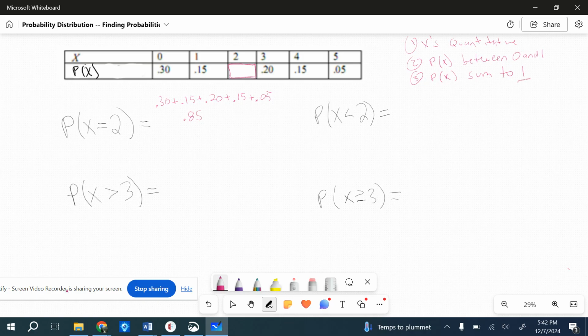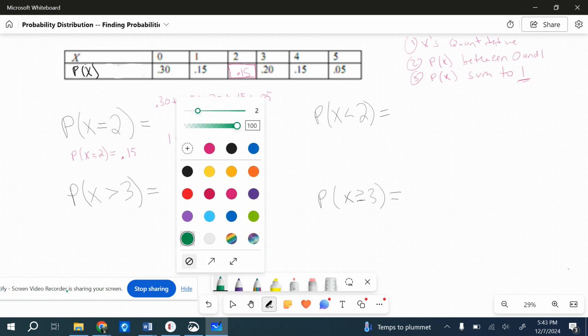Okay, but if they have to sum to 1, they have to add up to 1. So I could do 1 minus 0.85 to get 0.15. So that's what goes in that missing hole right there. So the probability that x equals 2 is 0.15. Now I can use that to help me answer the rest of my questions.